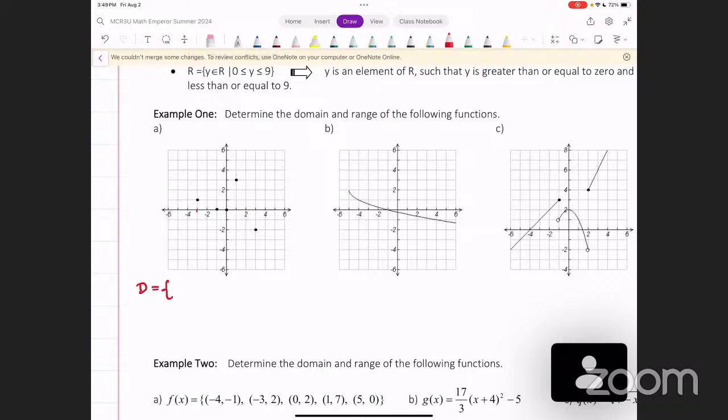Because it has specific dots, the domain is going to be specific values we can list. So x takes, you can see, -3. And then we can say x also takes -1. X also takes 0. X also takes 1. X also takes 3.